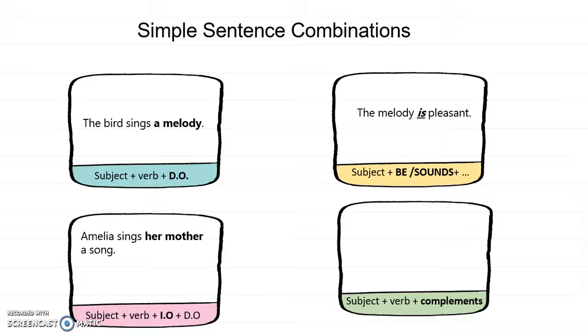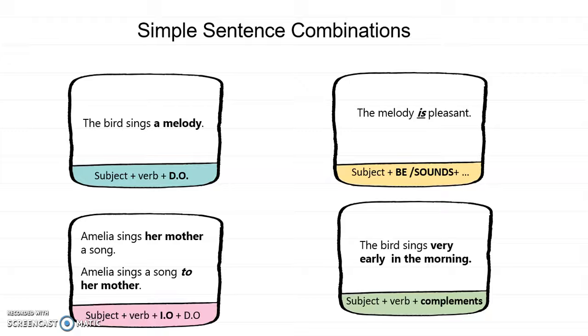What happens when you have an indirect object? In English you have two options. Amelia sings her mother a song. So Amelia sings a song. The receiver is her mother. In English, usually, the receiver comes before the thing that you give. So Amelia sings her mother a song. Her mother receives the song. Another option is Amelia sings a song to her mother. In this case, you are using a prepositional phrase.